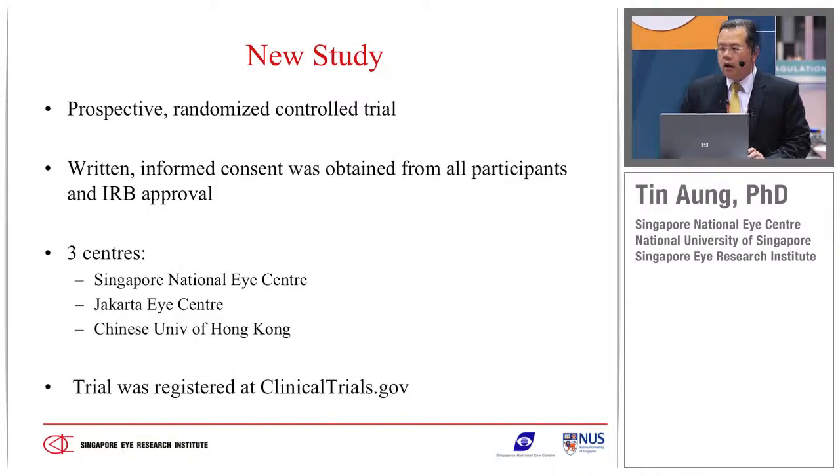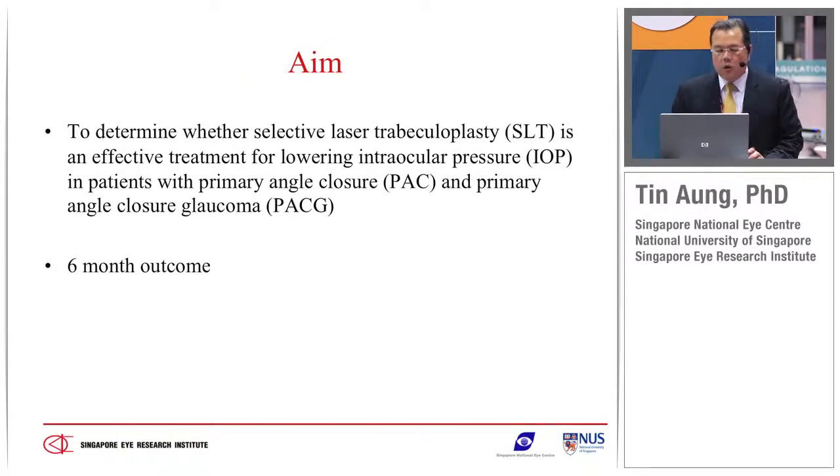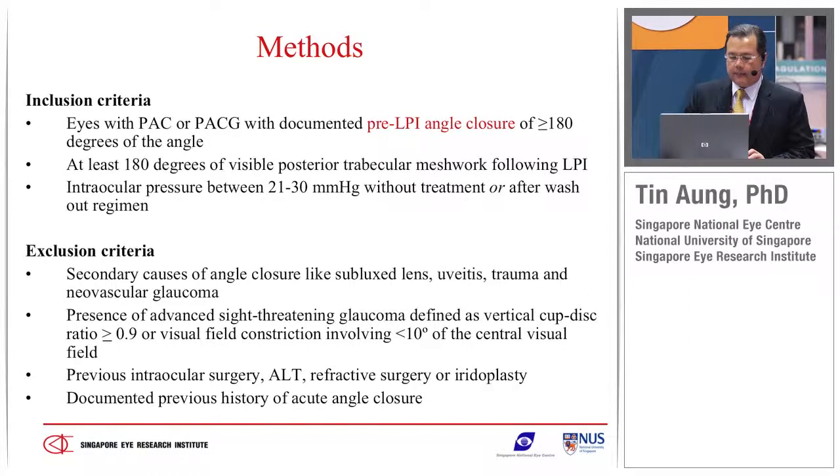Based on this data, in Singapore, we performed a randomized prospective controlled trial comparing SLT versus prostaglandin analogs, in this case Travatan. We also recruited 2 other centers from Jakarta and Hong Kong. The aim of this study was to determine if SLT is an effective treatment for lowering IOP in patients with chronic angle closure over 6 months.